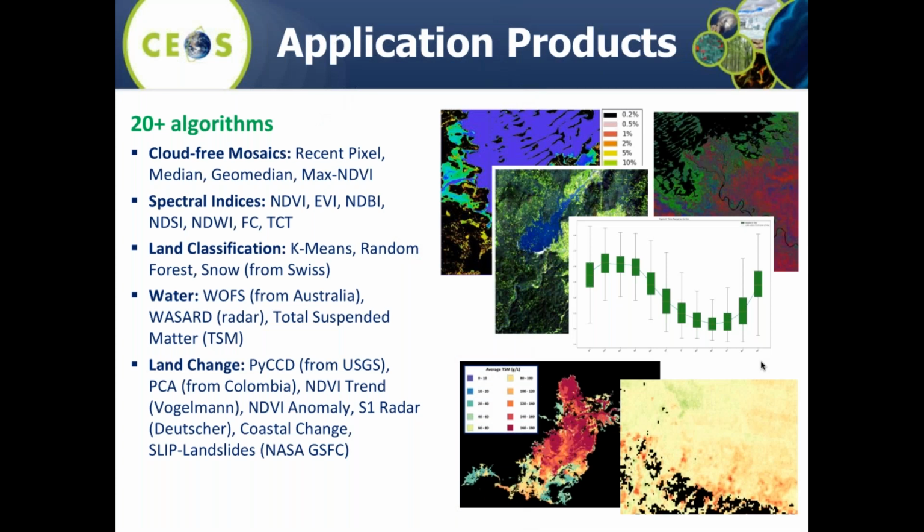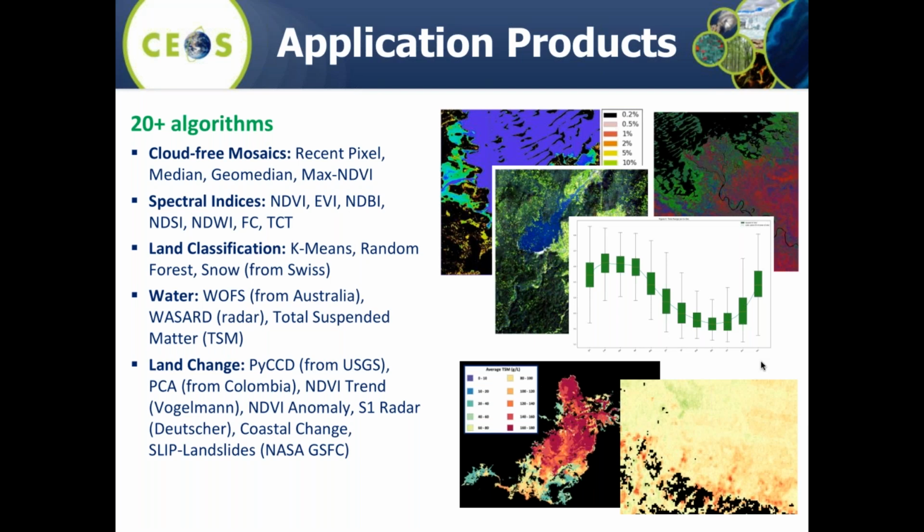When we do all of this, there'll be a number of application products that we can apply to the cube. This is just a list of some of those algorithms. I already told you a bit about cloud-free mosaics: recent pixel, median, max NDVI. There are things like spectral indices. We can look at vegetation indexes. We can look at the built-up index, which is for urbanization. We can look at water and fractional cover. All of these indices are basically what we call band mathematics. So if I take Landsat band 1 and Landsat band 3, I might do some mathematical manipulation and come up with a fancy thing that I call an index.